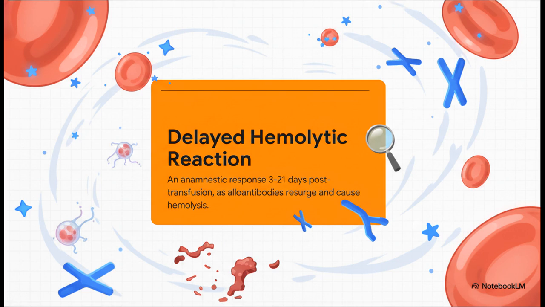So DHTR is the classic way this problem presents, and a key phrase here is amnestic response. That's just the medical term for a really fast and powerful secondary immune reaction. It means the patient has been sensitized before. Their initial antibody level might have faded over time to become undetectable, so their pre-transfusion screen is negative.